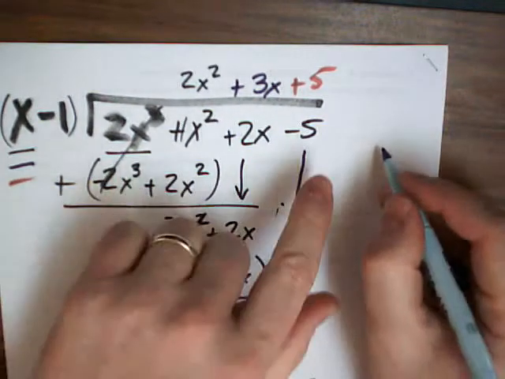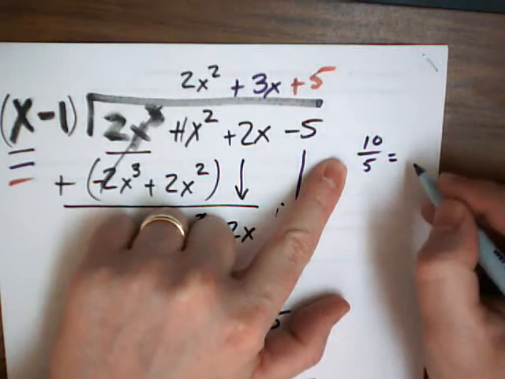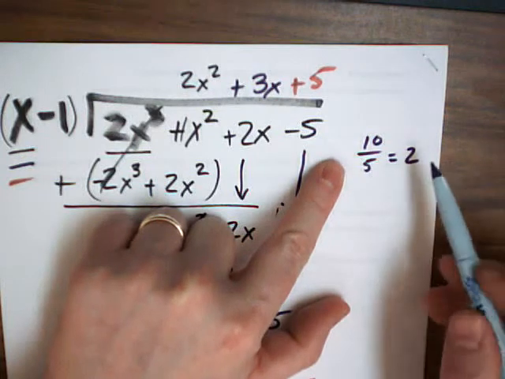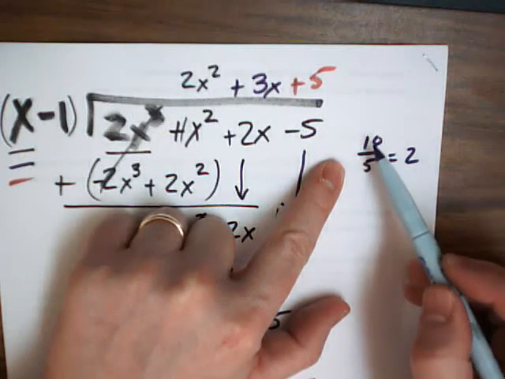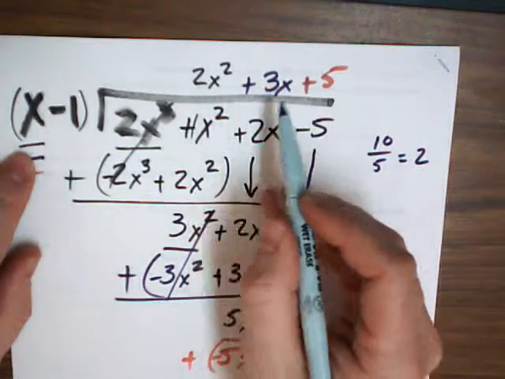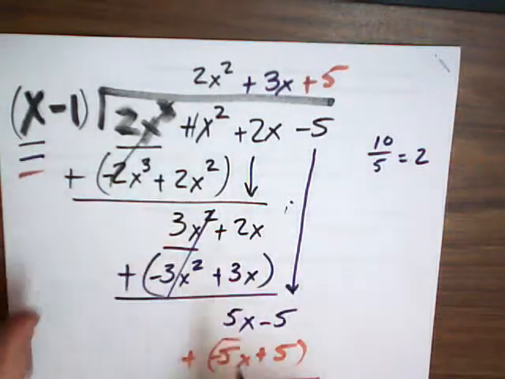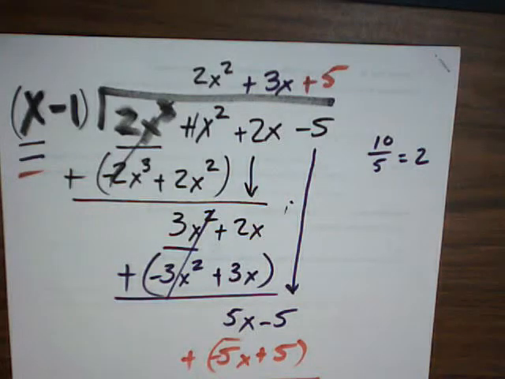Just like if I said 10 divided by 5, what's 10 divided by 5? 2. So that means that 2 times 5 is 10. So if you take x minus 1 times what's on top, you should get what's underneath that little bridge there. So you can always multiply it back out and see if you get the same thing.